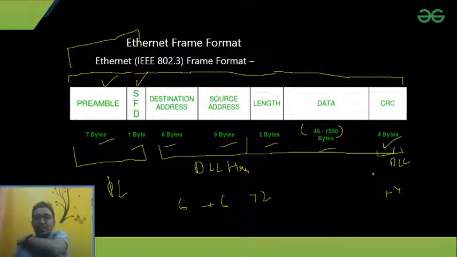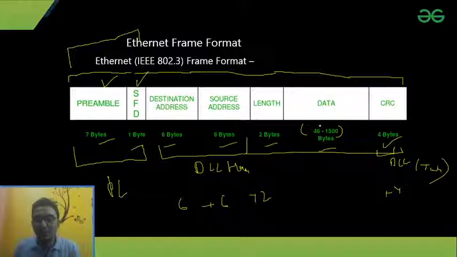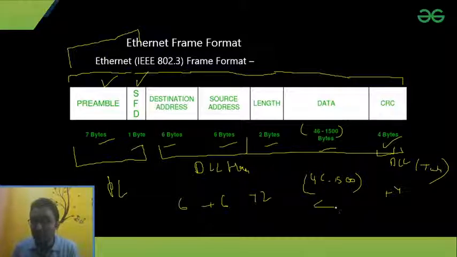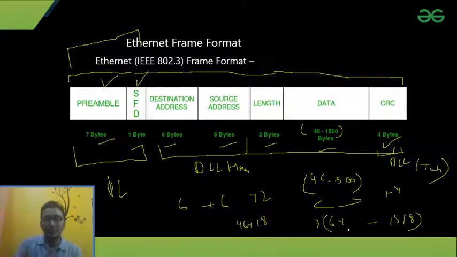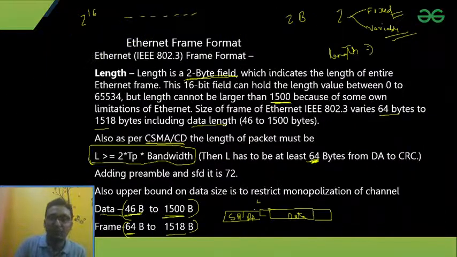This is called the DLL header, and this is called the DLL tail, the data link layer tail. As you can see, the range of data is now 46 to 1500 bytes in Ethernet. That is fixed. We cannot have less than this, and we cannot have greater than this. When we add these other things, which are part of the DLL, then this 18 gets added. So 46 plus 18 is 64. So 64 to 1518 becomes the range of length of our frame. Fine. So this was all about the length part of the frame.